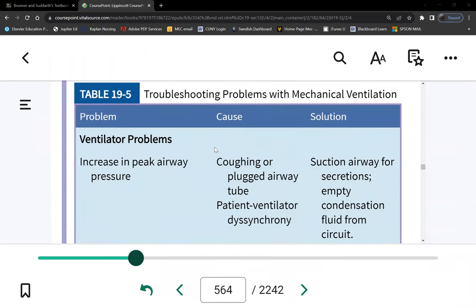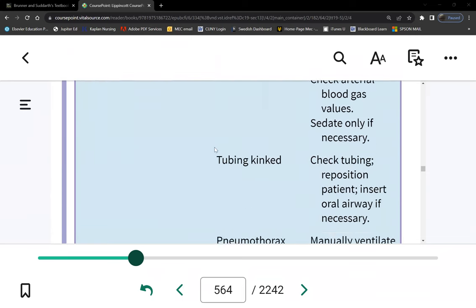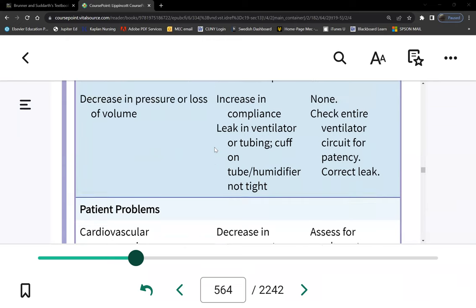So here are a few problems. Let me see. Okay.